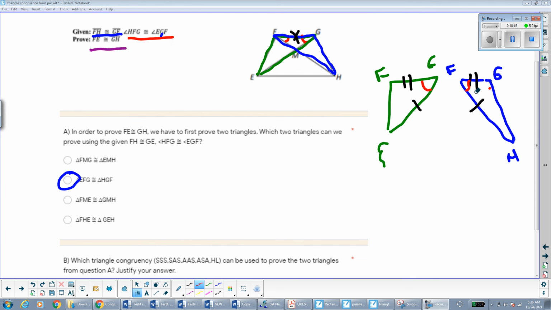So we see here we have SAS, and in this triangle we also have SAS. So once again, SAS.